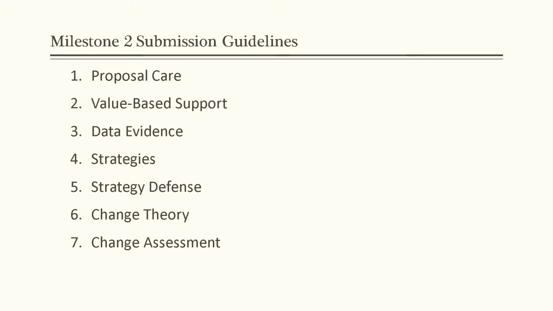What we have on this slide is the different elements of the Milestone 2 rubric. What I would like you to do is use these as headings and subheadings in your paper. This would be a level 1 heading, so it is centered in the middle of the paper and double spaced, and then start your paragraph regarding each element: proposal of care, value-based support, data evidence, strategies, strategy defense, change theory, change assessment.